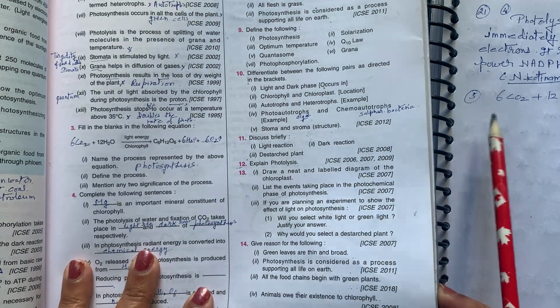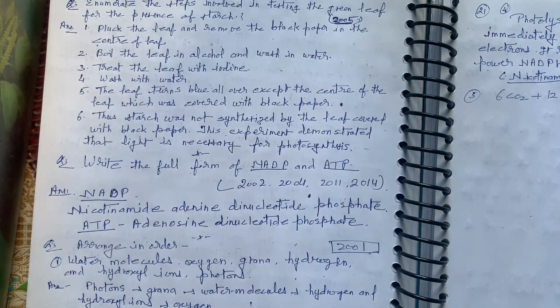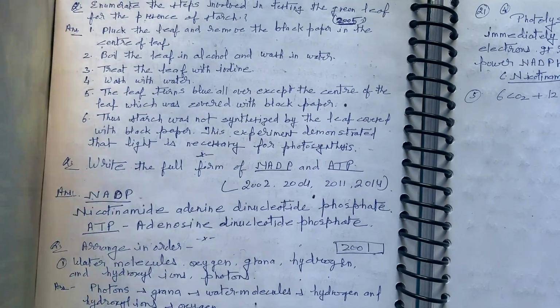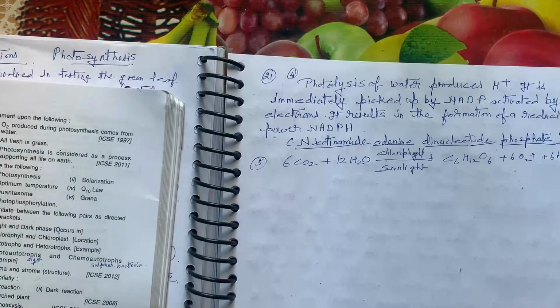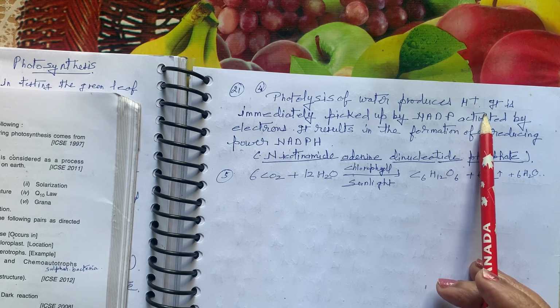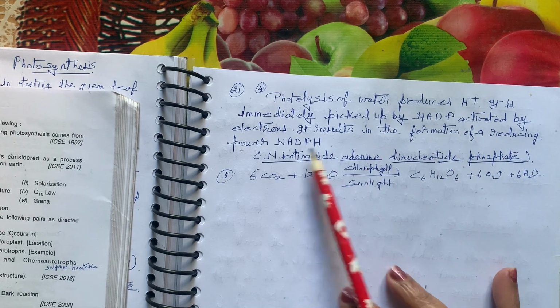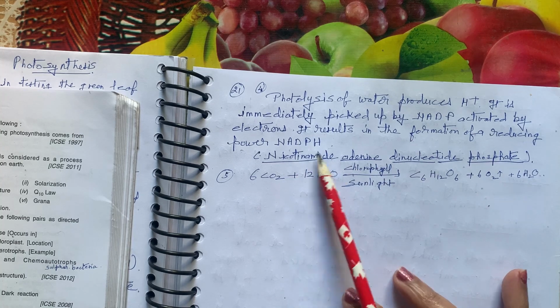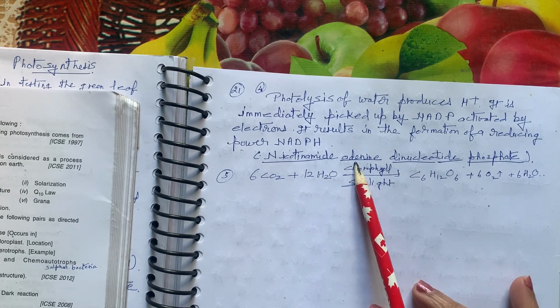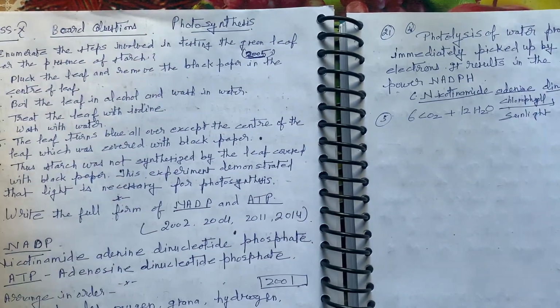Explain photolysis of water. See, photolysis of water produces hydrogen ions. It is immediately picked up by the NADP and activated by the electrons. It results in the formation of the reducing power NADPH. That is nicotinamide adenine dinucleotide phosphate.